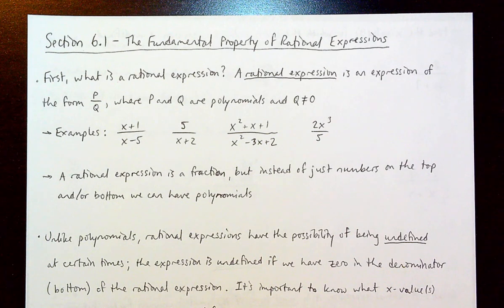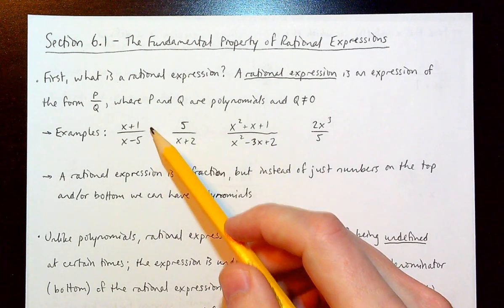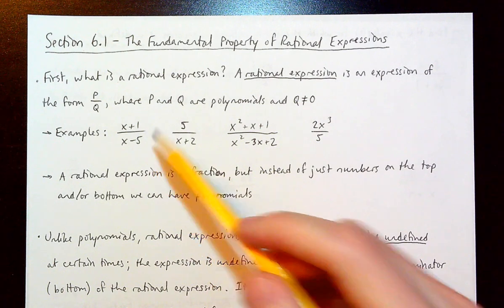What the heck do we mean when we talk about a rational expression? A rational expression is an expression of the form p over q, where p and q are polynomials, and q, the bottom, is not just 0. So here are several samples of rational expressions. X plus 1 over x minus 5. The top and the bottom, p and q, are polynomials, and the bottom is not 0.